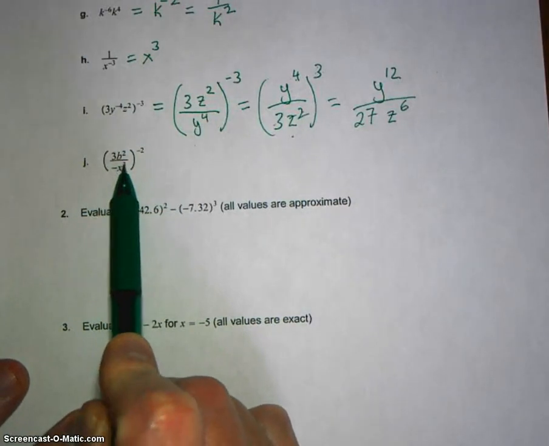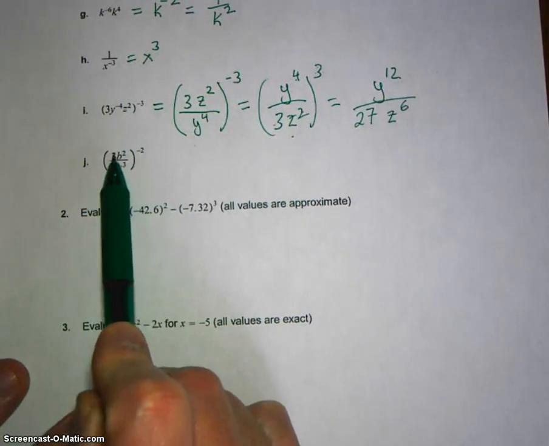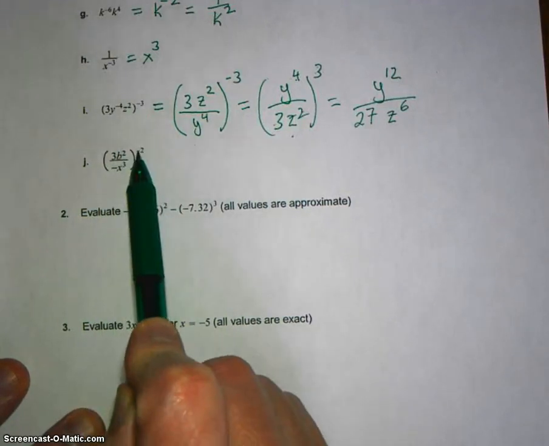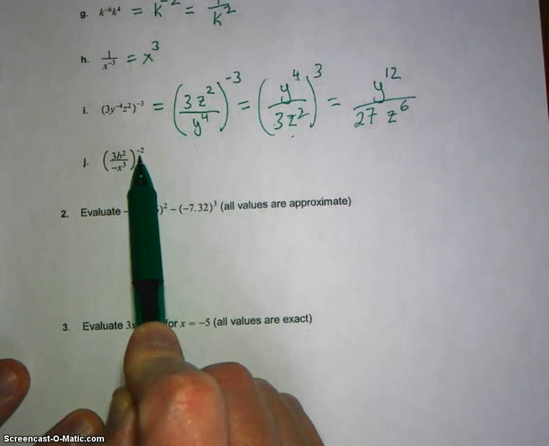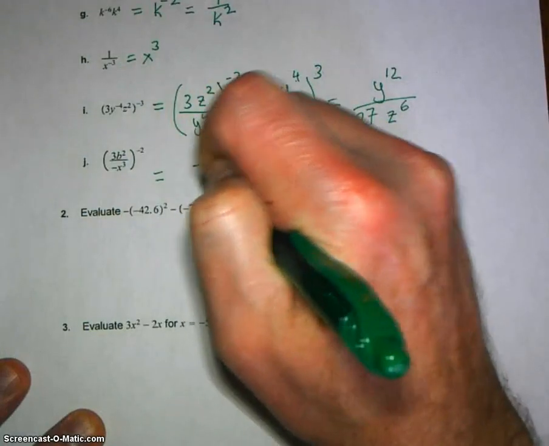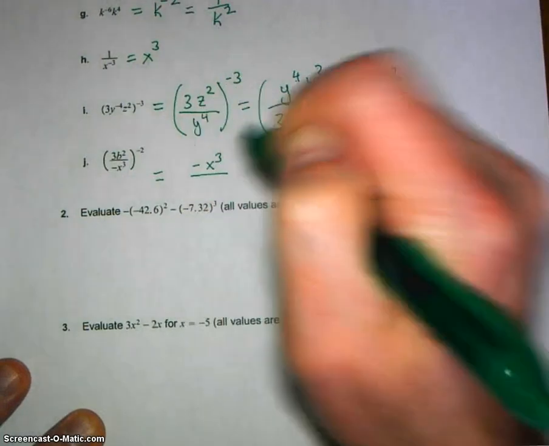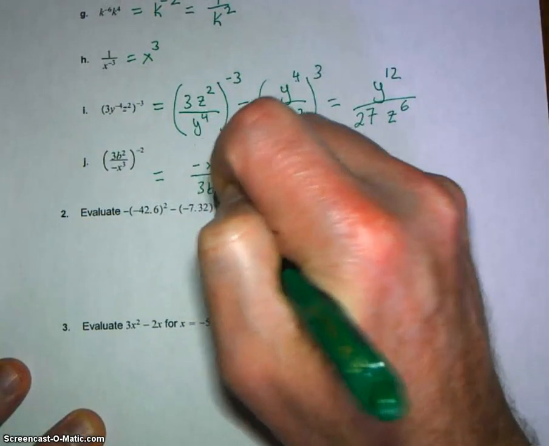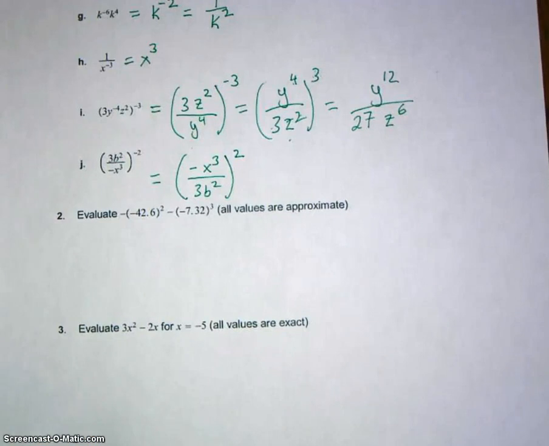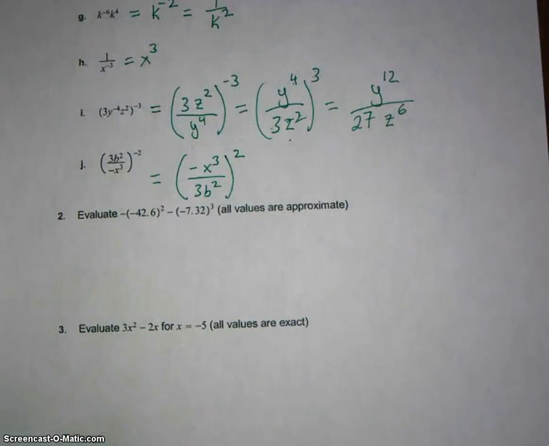If it were up here, if this were x to the negative 3, then we could move that x to the top. But that negative doesn't do anything. However, that negative right there does stuff. That negative tells me take the whole fraction and flip it. So this is negative x cubed over 3b squared, squared. Then I can square everything.